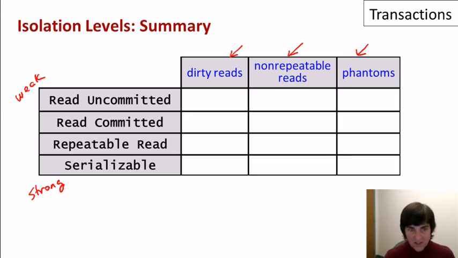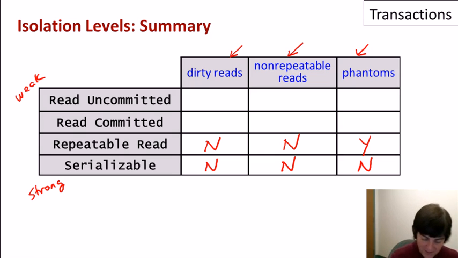If we set our isolation level to serializable, then we cannot have dirty reads, we cannot have non-repeatable reads, and we cannot have phantoms. If we go one step weaker for a little more performance and use repeatable read, then we still won't have dirty reads, we still won't have non-repeatable reads, but we might have phantom tuples.